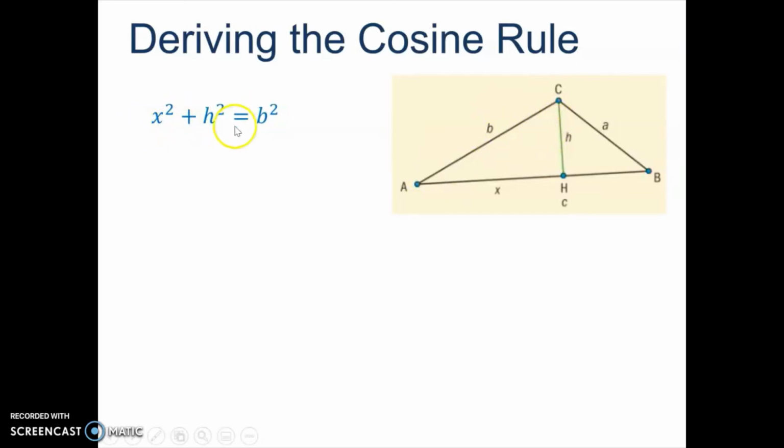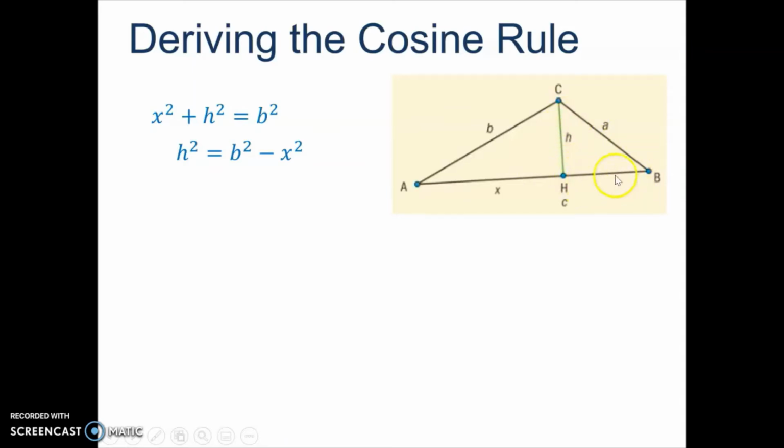Well, we know x squared plus h squared equals b squared, the hypotenuse. Then rearranging that for h squared, we move the x squared over and we have this. I hope you came up with that. Now I want you to do that in the other right triangle as well. Another equation for h squared.